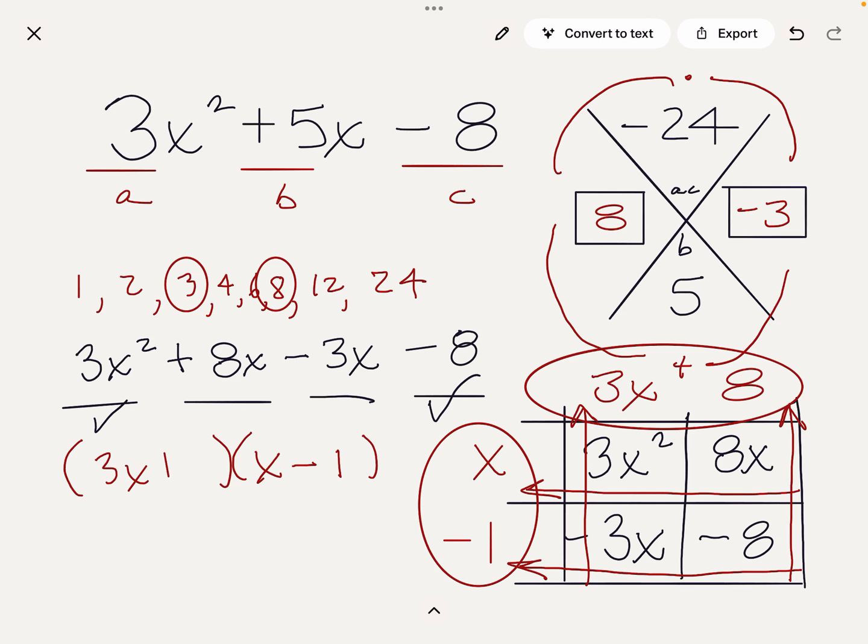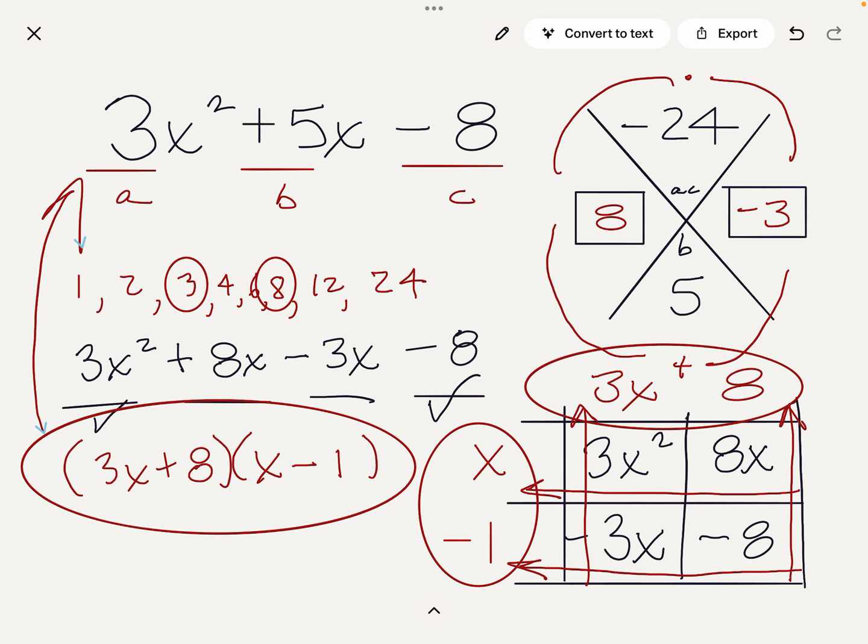So we take those, and because that's a smaller factor, I'll put that over here, x minus 1. And then this is the other factor, 3x plus 8. And so that is the factored form of this quadratic expression.